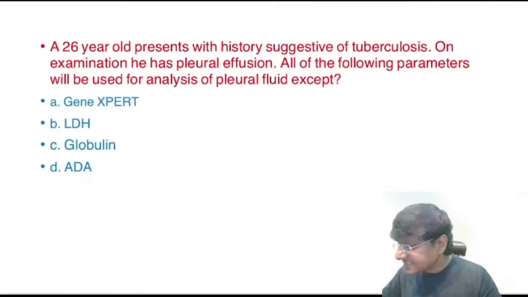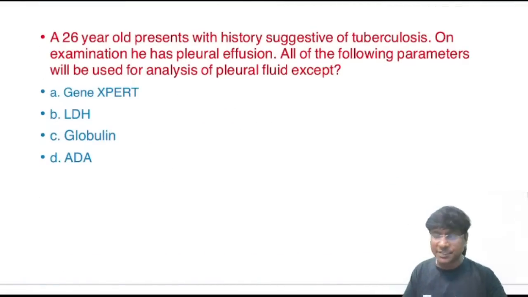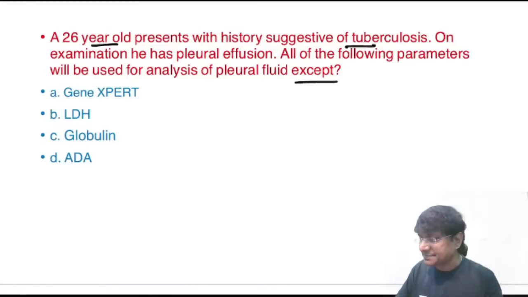Now, the discussion will not be over without discussing tuberculosis. A 26-year-old presents with history suggestive of tuberculosis. On examination, he has pleural effusion. All of the following parameters will be used for analysis of the pleural fluid except, any one of you?